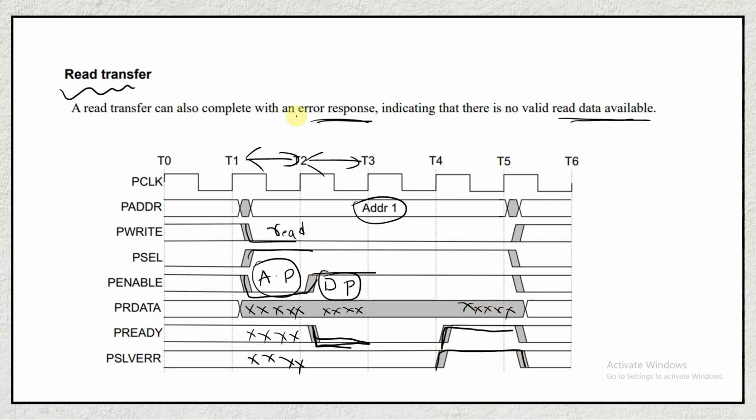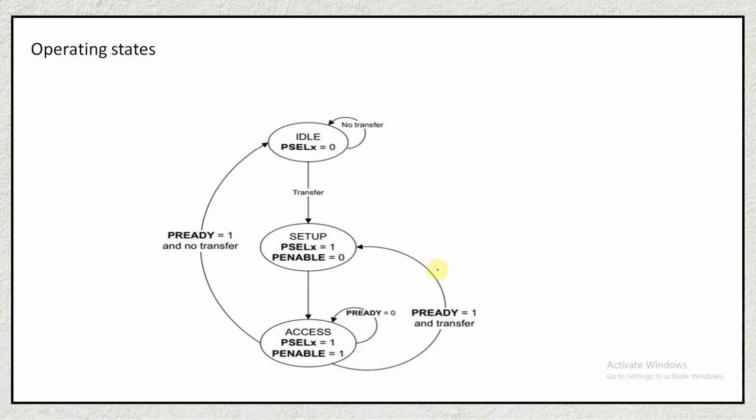So this is how we are going to indicate that there is no valid read data available. The slave is going to tell the master by asserting this PSLVERR, and your PREADY is equal to 1.